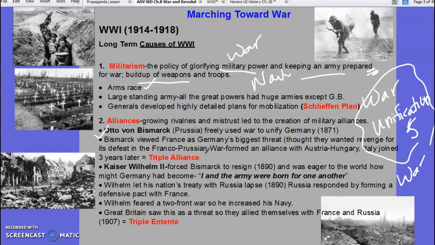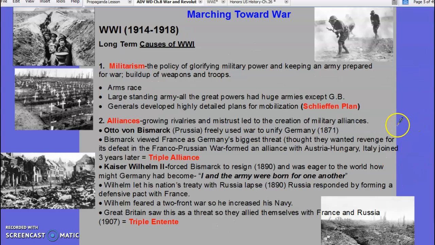Germany and France had a war. It was called the Franco-Prussian War. Germany won, France lost. Germany thought France wanted revenge. A whole bunch of this is a matter of perspective, how one country views the other or views an event. Because Germany was convinced that France wanted revenge, Germany started to approach Austria-Hungary. Would you like to have an alliance? I got your back, you got my back. Italy joined in on that, and boom, we got the Triple Alliance.